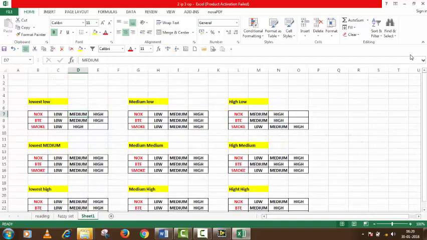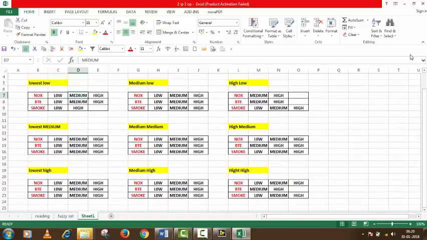So here what happens? Lowest low. The NOx is low, BT is low, smoke is low. Then NOx is medium, smoke is medium. So lowest low means NOx is low, BT is low, smoke is low. Then NOx is medium, BT is medium. Okay, smoke is high. Then next NOx is high, BT is high. You have to say like that.